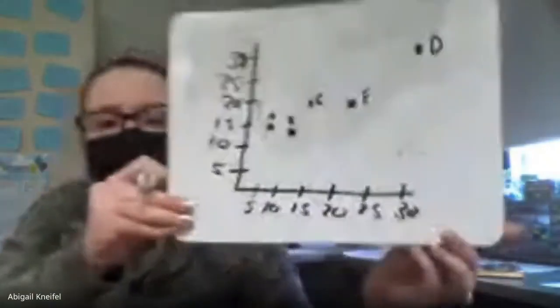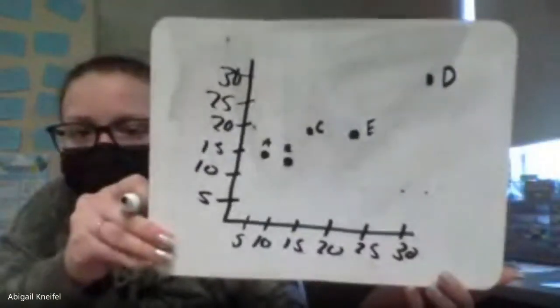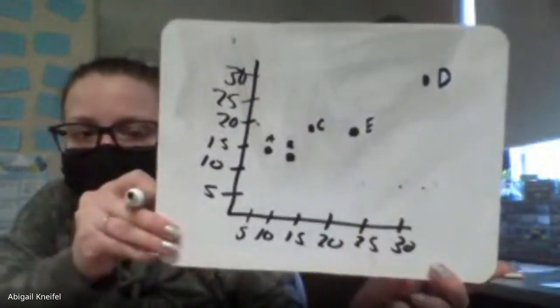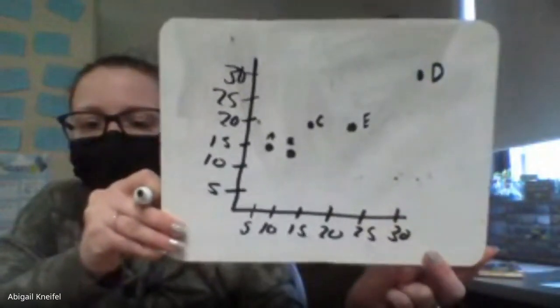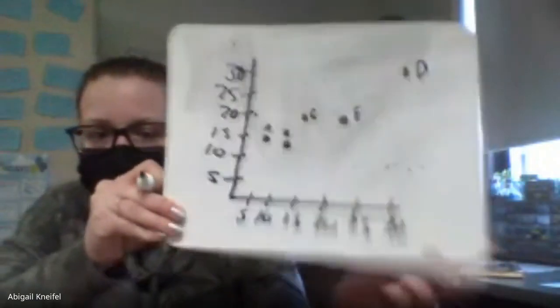So that is how I personally would have made my graph. I would have done 5s and 5s. You could have also done 10s. 2s probably would not have been a good choice, and 1s would not have been a good choice, okay? Let me see your boards.